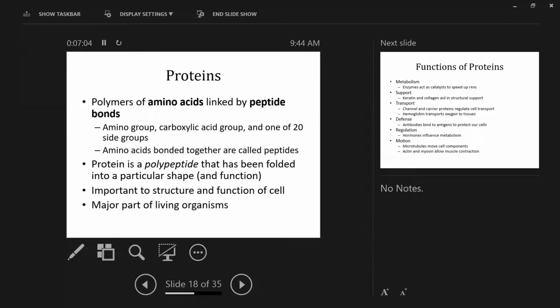If carbohydrates are made up of glucose monomers, proteins are made up of amino acids, polymers of amino acids linked together by peptide bonds. Another name for a protein is a polypeptide. A protein is just a polypeptide that's been folded into a particular shape. And proteins do a lot of things.